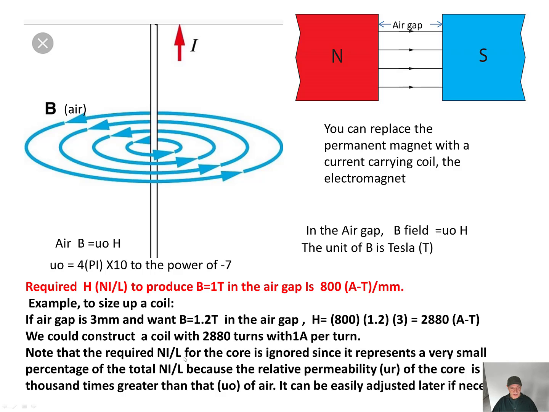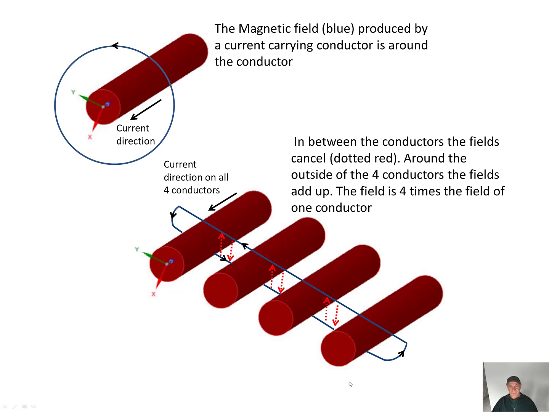Note that the required NI over L for the core is ignored since it represents a very small percentage of the total NI over L, because the relative permeability mu r of the core is several thousand times greater than mu naught of air. It can be easily adjusted later if necessary.